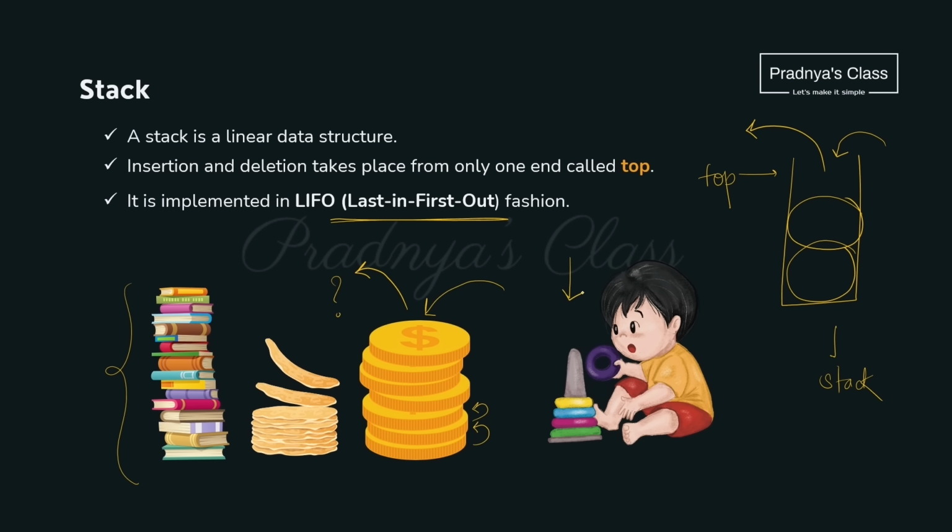Do you remember playing this game in your childhood? The ring which you put last will be the first one to come out. So that is nothing but a stack. We are already using stacks in our real life. I hope from this diagram you understood that insertion and deletion take place from the top. Insertion means if you want to add something. And if you take something out, that is deletion.